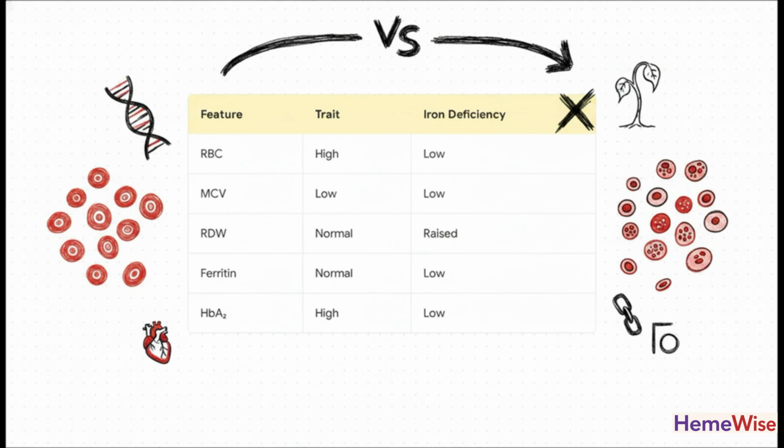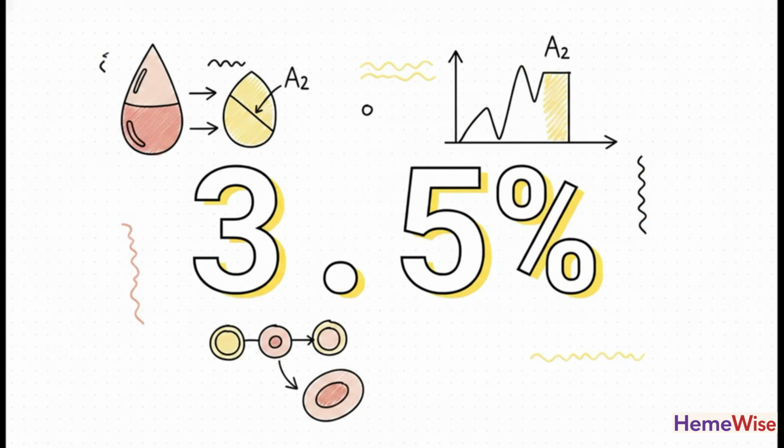And check out the RDW. It's often totally normal in the trait, which is a stark contrast to the wide variation we typically see in iron deficiency. To actually confirm that trait, we're looking for the biochemical hallmark: a hemoglobin A2 fraction greater than or equal to 3.5%. This is your classic diagnostic threshold. We typically quantify this using cation exchange HPLC, where we're looking at where the Hb elutes based on charge interactions, or capillary zone electrophoresis, where electrophoretic mobility is key. Just remember, though, always apply the specific reference ranges for your lab's method.